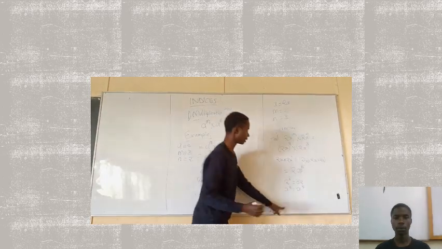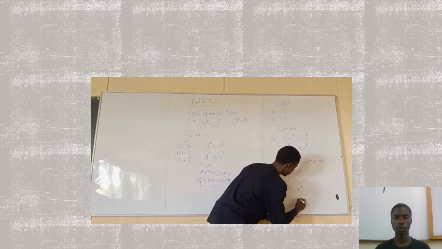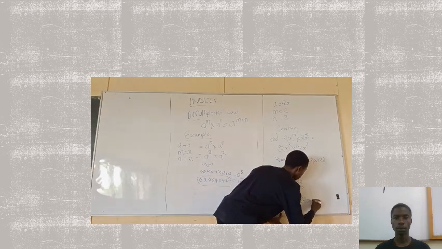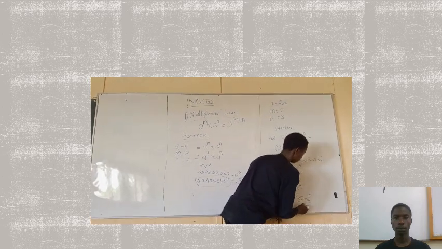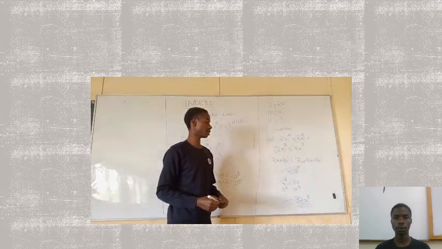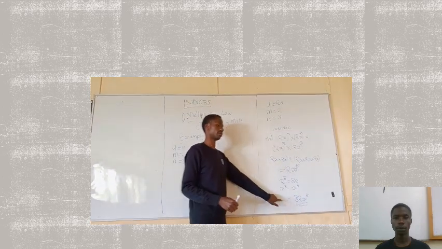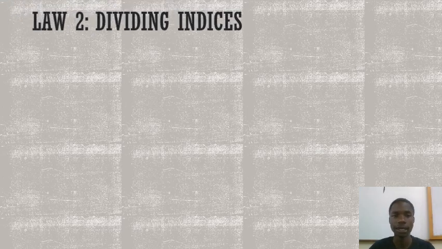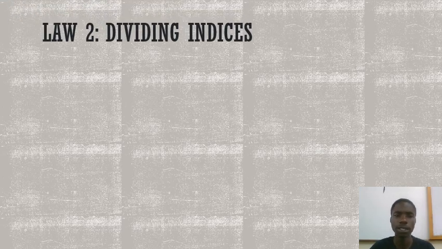What will be our answer? Now our answer will be 32x raised to power 5. This is the answer that you are going to use here. Now, you have seen how we have done the multiplication with the multiplying indices. Now, the law number 2 that we're going to discuss is dividing indices.